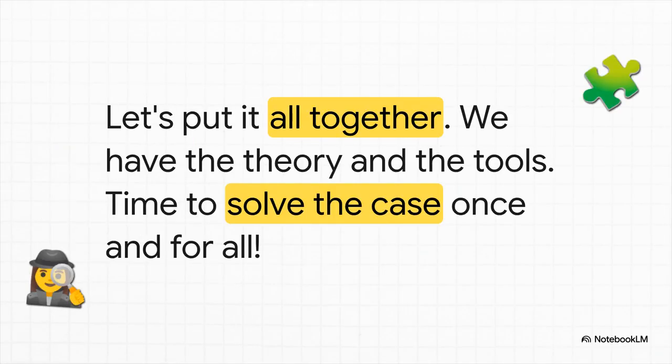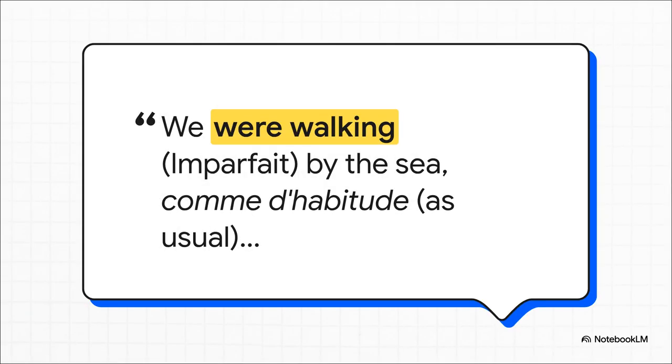Okay, let's put it all together. Time to use our new toolkit on one final story to solve this case once and for all. Here's how our story begins. We were walking by the sea as usual. That little phrase, as usual, is our big clue. It tells us this was a routine, an ongoing background scene. What was happening? We were walking. So, of course, we use the imparfait, nous marchions.